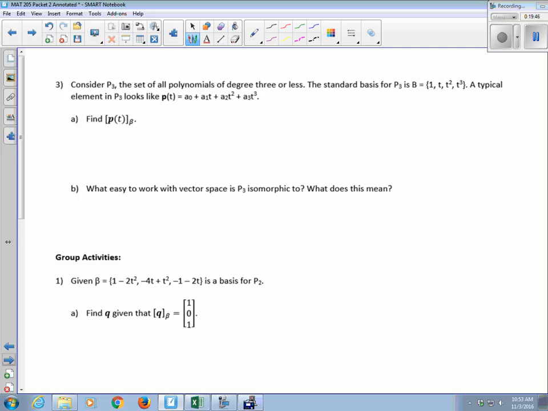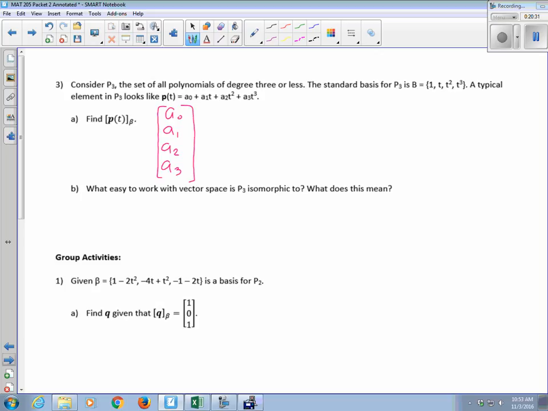So every element in P3 looks like a0 plus a1 t plus a2 t squared plus a3 t cubed. So what weights should I put on my basis beta to create a generic element like that? Maybe this is so easy that it's tricky, right? Yeah, a0, a1, a2, a3. There's my vector of weights that I would put on my basis beta to create any element of P3. So now that vector of weights just looks like an element from where? What other vector space? R4, yeah.